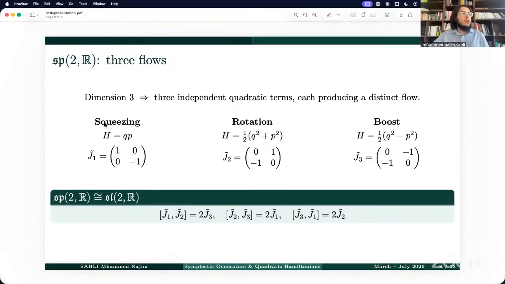Okay. So for squeezing, we will have one variable, maybe the Q variable, that will be shortened, for example, and the P variable that is going to be enlarged, or the opposite if we change the sign. For rotation, the uncertainty for one variable can just rotate in the phase space. And the boost is just a hyperbolic rotation.